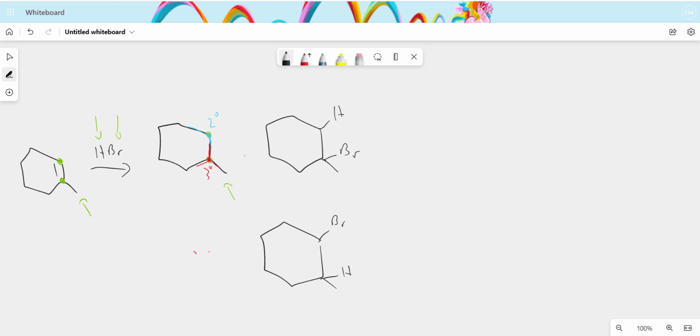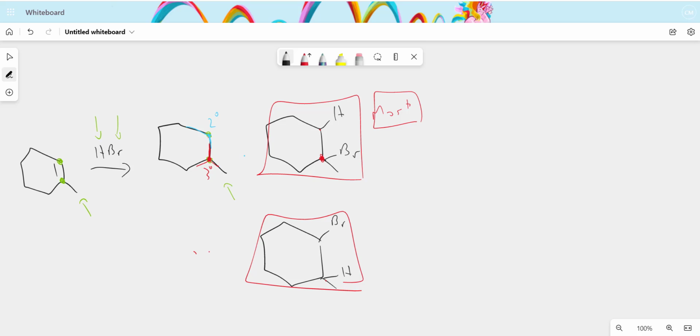And so the most substituted carbon is the one that's going to get the halogen. So this is the one that's going to get the halogen here. And this 2° carbon over here will not get the halogen. So this is the correct answer. This is the most produced one out of them, the major product, and this one is the minor product. Very little of this will actually be produced, and I'll show you why right now.